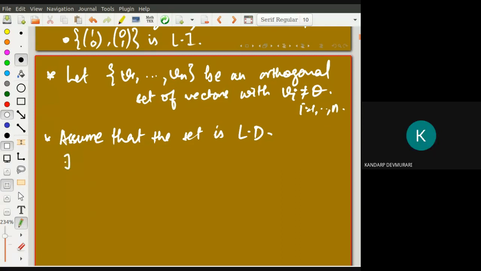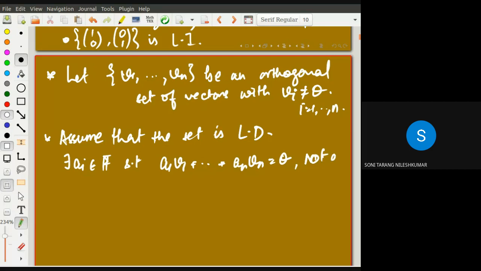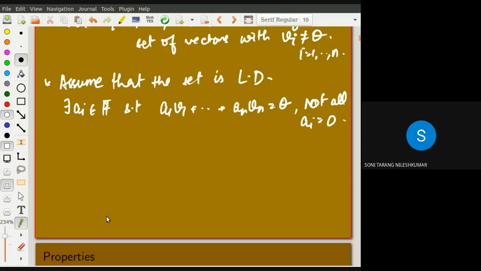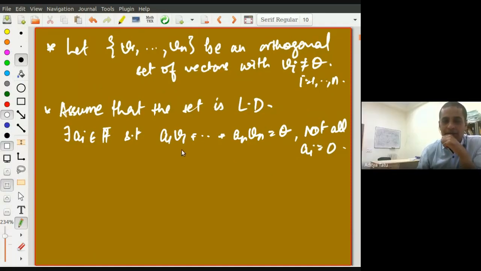There exist scalars such that a1 v1 + a2 v2 + and so on up to an vn is equal to 0, and not all the ai are 0. And the ai are not vectors, remember, they are scalars. Sir, I meant the vector formed by the ai. Okay, fine, so this is 0.